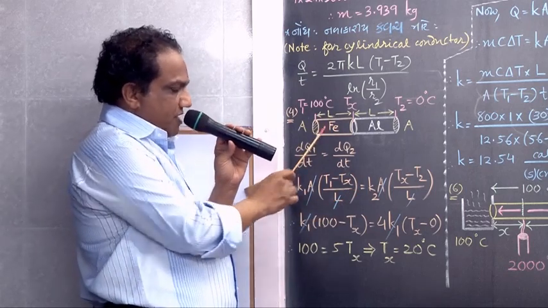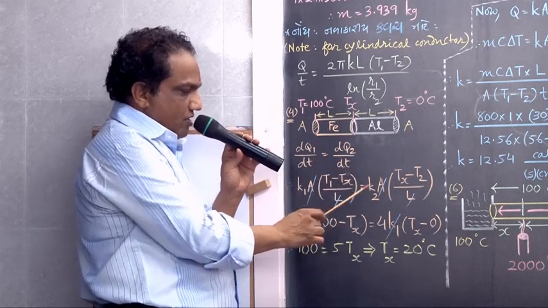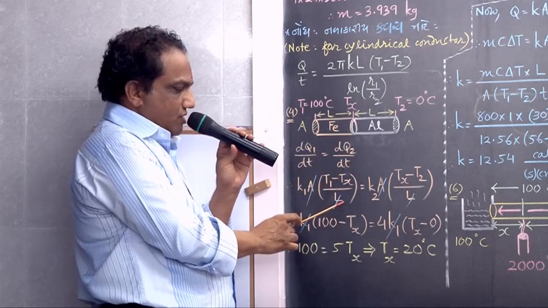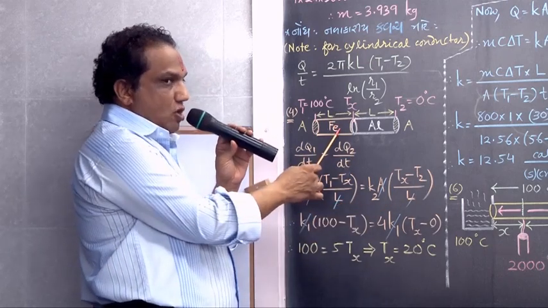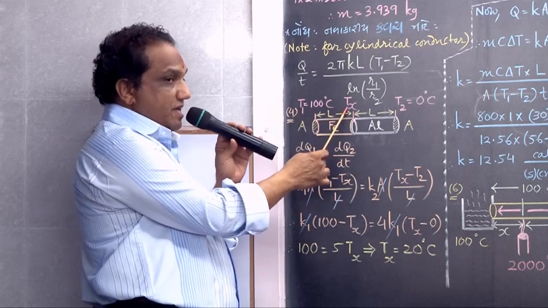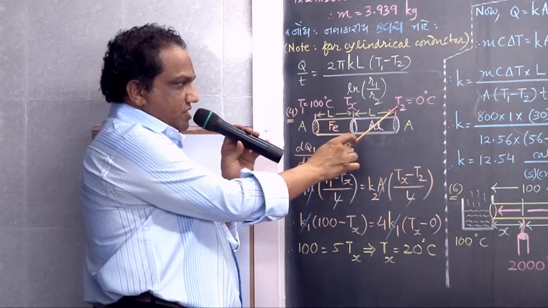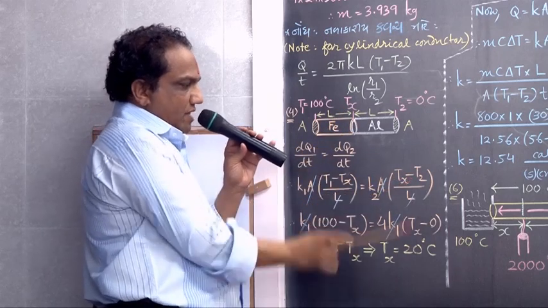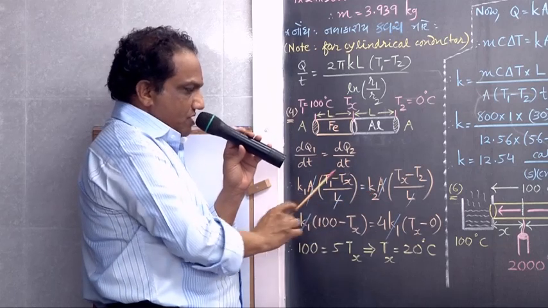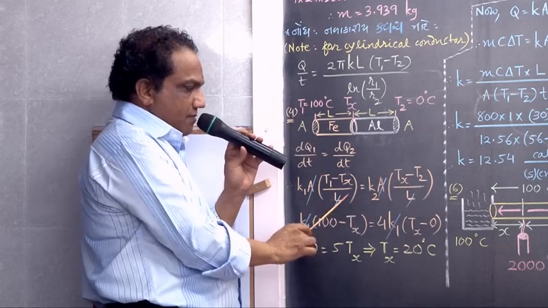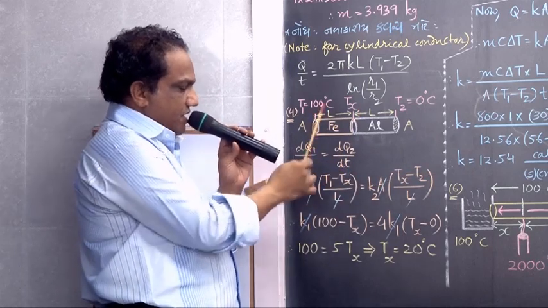Thermal conductivity of the first material, let it be K1. Cross section area is same, so here also A, here also A. Length is also same, so here also L, here also L. What about temperature difference for the first rod? T1 minus Tx. And temperature difference for the second rod, Tx minus T2. And thermal conductivity for the second rod, I am taking K2. Same cross section area and same length, getting cancelled.